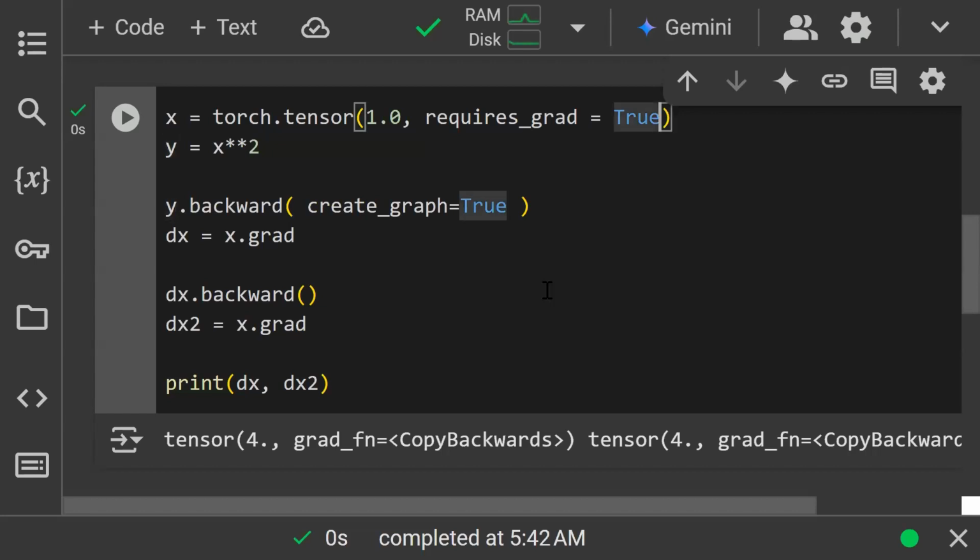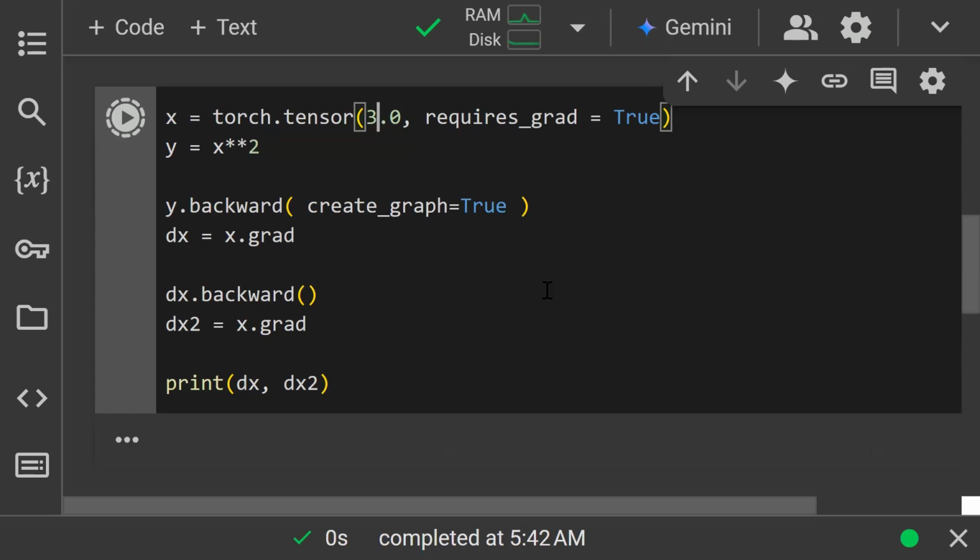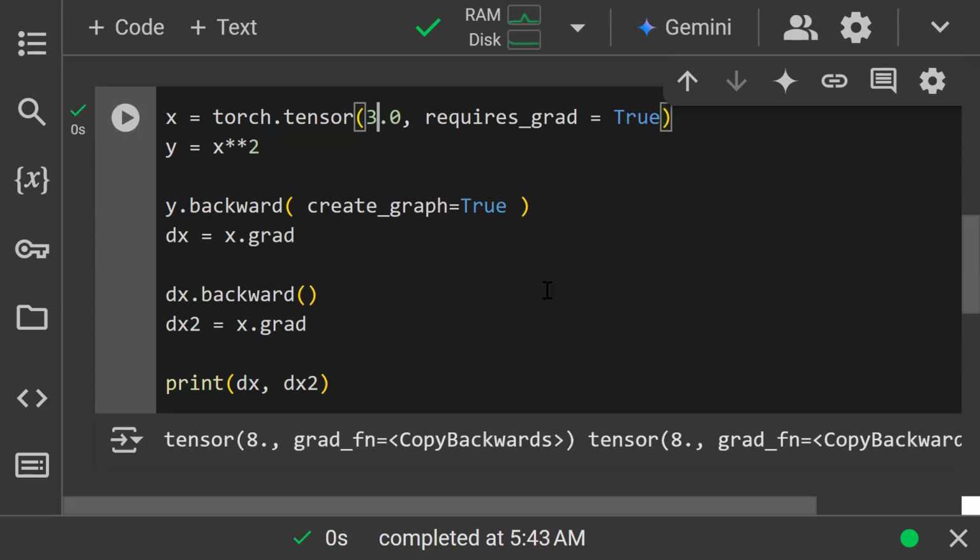Should I change the number to 3? So the first derivative is 2x, which means that the result should be 6, right? And then the second derivative, regardless of the input, will still be 2, right? But we get 8 and 8. It's weird, huh?